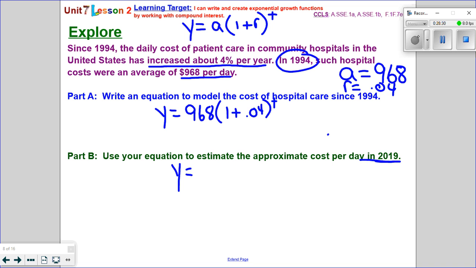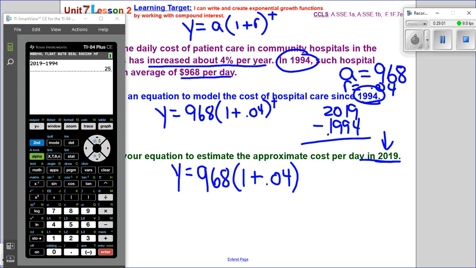So now that I have the actual equation, it should be a little bit easier. When I'm starting to write this down, 968 is the initial value, that's the A, and then the 1 plus the 0.04 is the rate, and then I'm looking for the time. So I'm not putting 2019 there. My first year was 1994. So I'm going to subtract 2019 minus 1994 because I want to know how many years they're talking about. They're talking about 25 years. So I'm going to put the 25 in here.